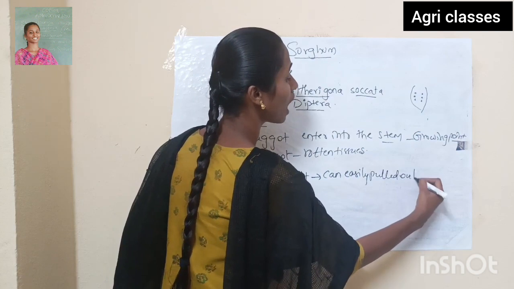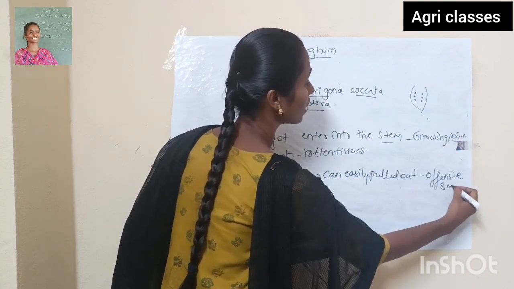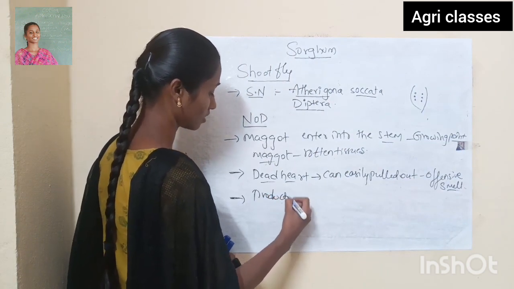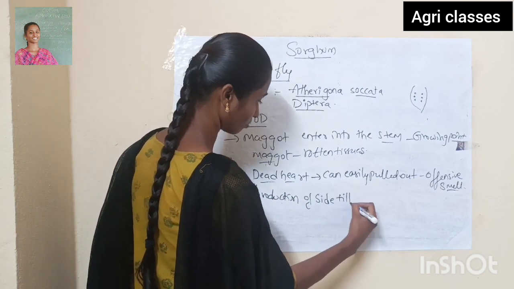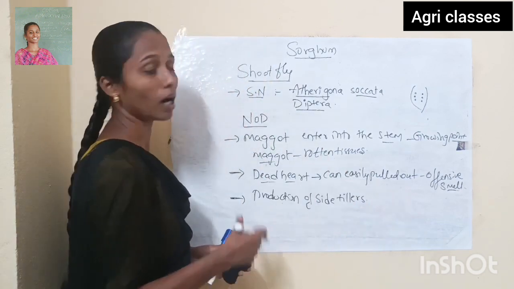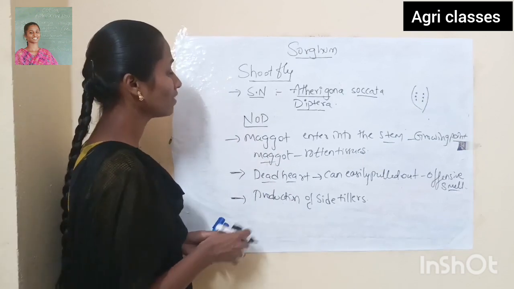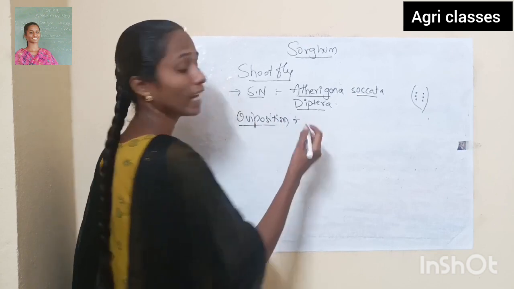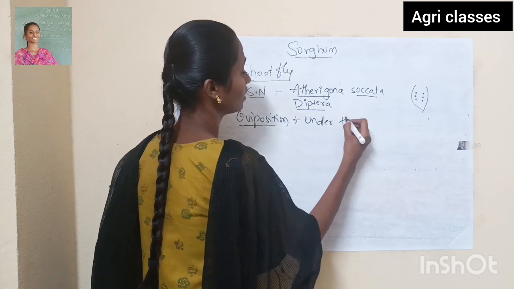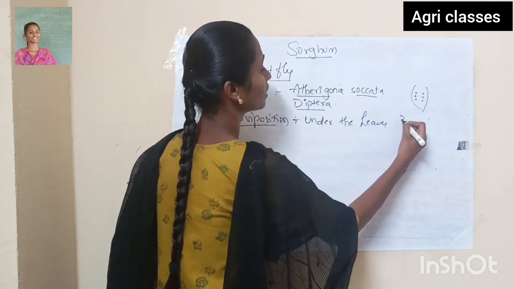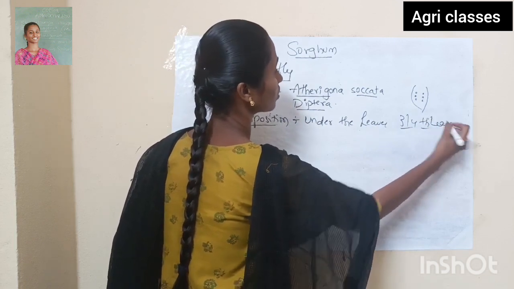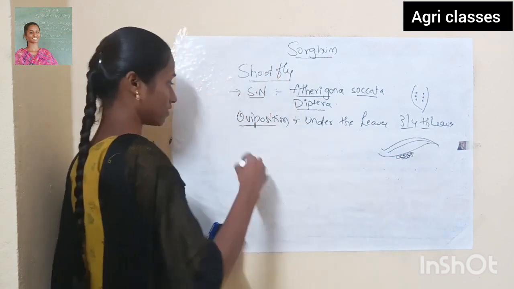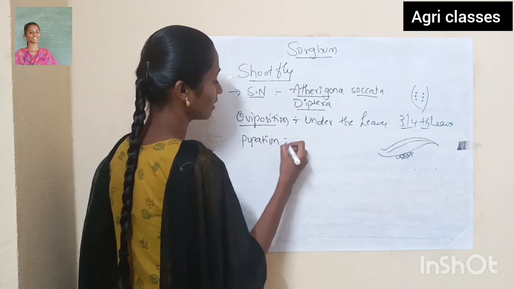They give off an offensive smell from the stem. We can also see production of side tillers; more vigorous growth of side tillers can be observed in the damaged plants. Then we will discuss oviposition and pupation. Oviposition: they mainly lay the eggs on the ventral side of the leaves, mainly the 3rd or 4th leaves. For example, here is the leaf upper surface, and they lay the eggs on the under surface, the ventral surface of the leaves. Their pupation is inside the stem.